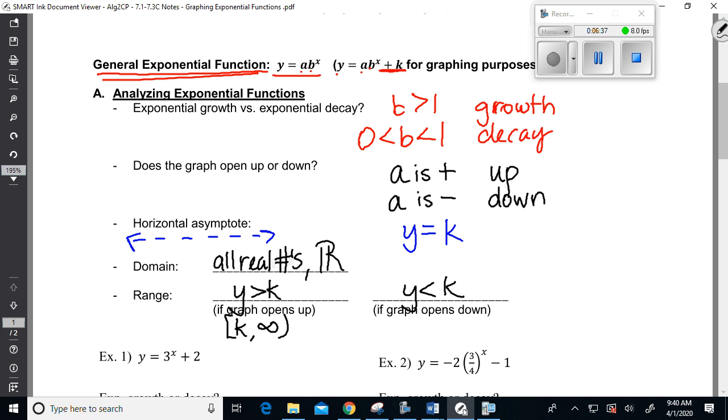And then y is less than k is the same thing as saying negative infinity to k. I personally don't care about that notation. As long as you can do it, y is greater than a number or y is less than a number, then we're good. Especially when it comes to potentially having to type something out, don't worry about it.